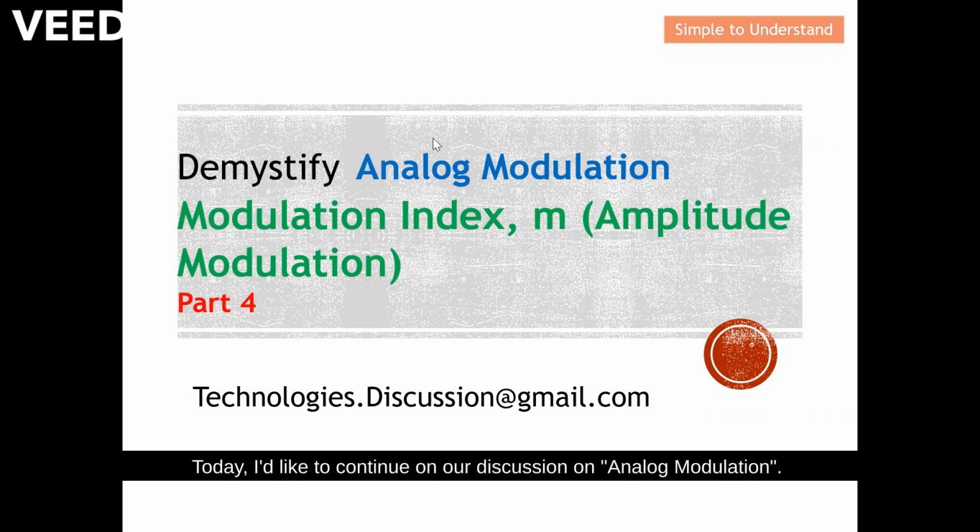Today, I'd like to continue our discussion on analog modulation. Our topic for today's discussion is the modulation index, which is also denoted as M. We are going to see how the modulation index affects amplitude modulation. This will be part 4 of the series on amplitude modulation.